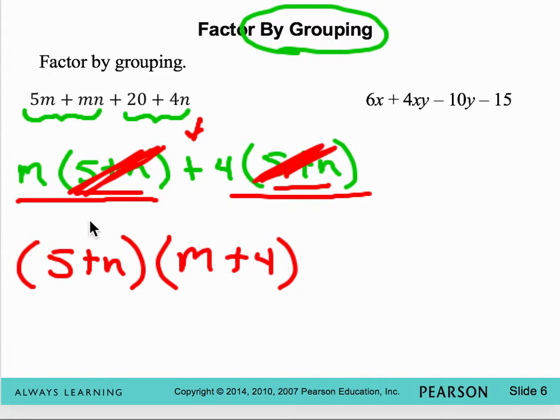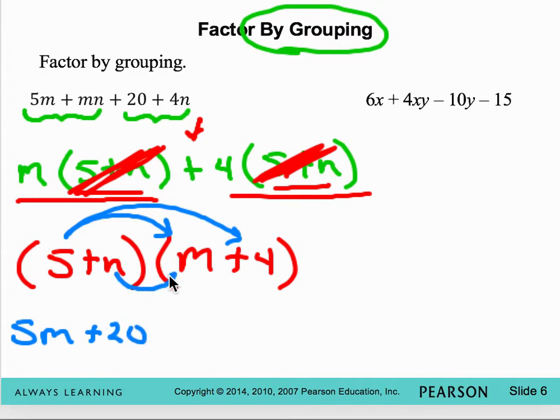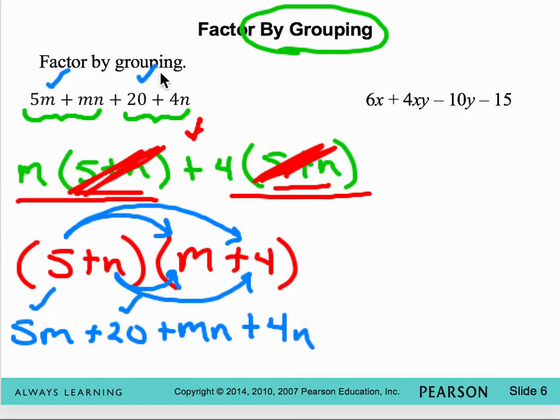Okay, let's check that. 5M plus 20 plus MN plus 4N. 5M plus 20 plus MN plus 4N. It's the same thing. So you can always check your factoring to see if you got it correct.